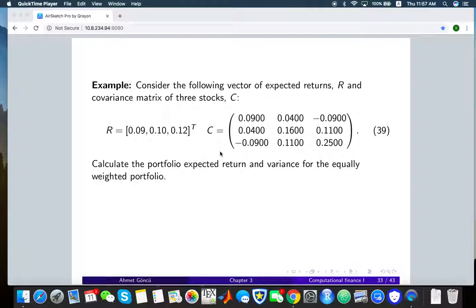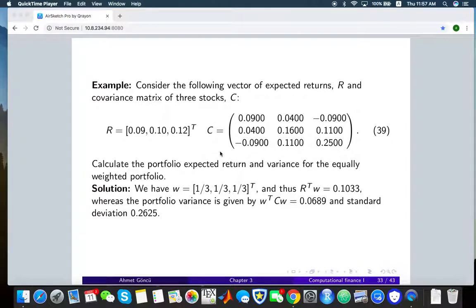You can see an example. In this example we have 3 different assets, the returns are given, and the covariance matrix of these 3 assets is given as this C. If you want to calculate the portfolio expected return and variance for the equally weighted portfolio, you can define your investment weights as 1/3, 1/3, 1/3, since this is an equally weighted portfolio. Then you can calculate the portfolio return by simply multiplying the returns times the investment weights. That gives us around 10% return per year.